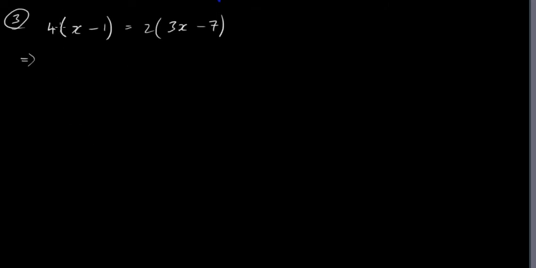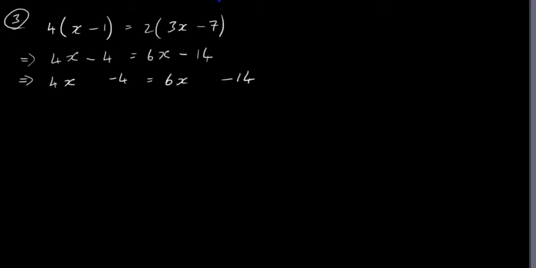And when we have a 4 stuck to a bracket here, it just means multiply. So we've got to multiply the 4 by the x and the 4 by the minus 1. 4 times x, 4x. 4 times minus 1, minus 4. 2 times 3x, 2 3s are 6x here. Plus times minus, minus 2 7s, 14. Right, so now we end up with an equation very similar to the one we did earlier. So this time, we'll get rid of the 4x from the left hand side. So I've got 4x, and I've got a minus 4 here, I've got a 6x here, and I've got a minus 14.